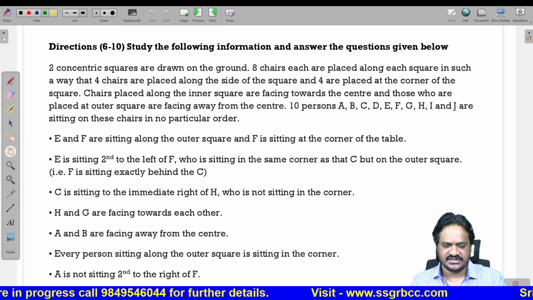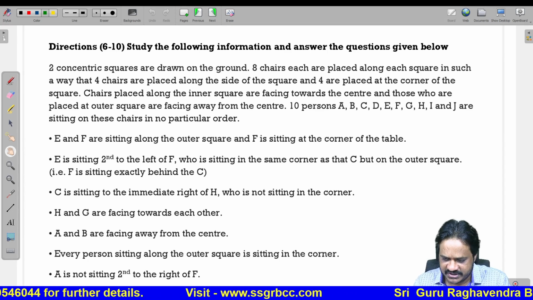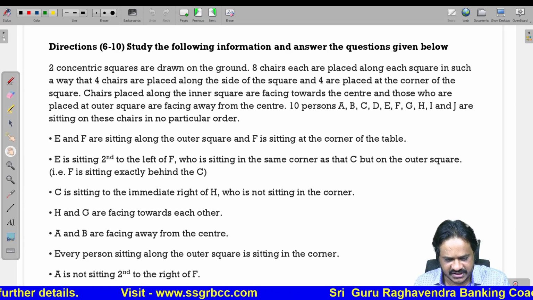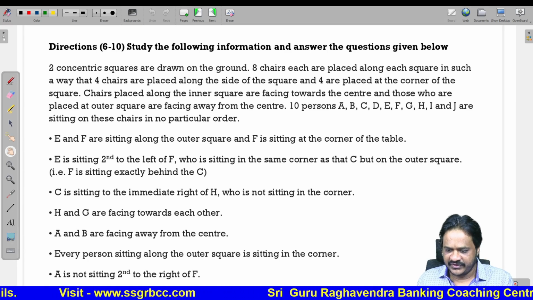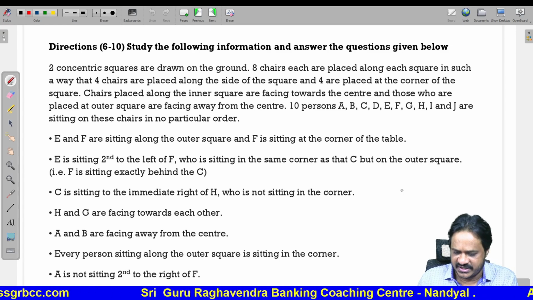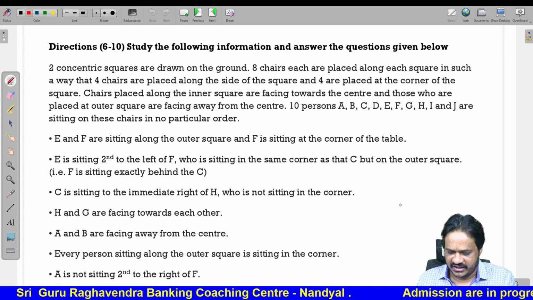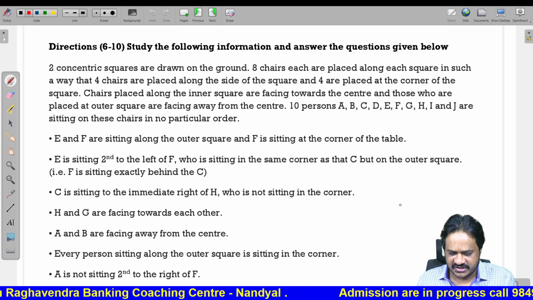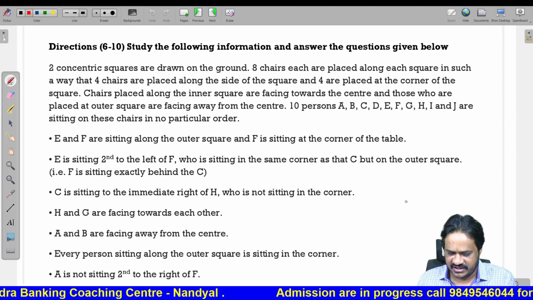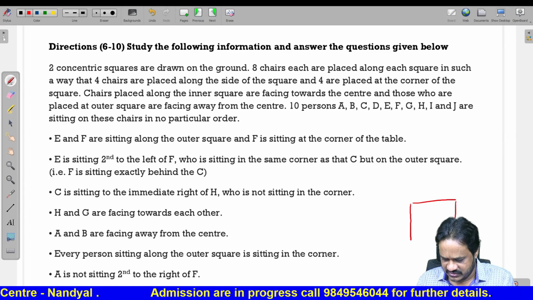See, next question, 6 to 10. Study the following information, then answer the questions. There are 2 concentric squares drawn on the ground. 8 chairs are placed along each square in such a way that 4 chairs are placed on the sides and 4 on the corners. Chairs placed along the inner square are facing the center, while those on the outer square face outside the center. So let us draw 2 squares like this.